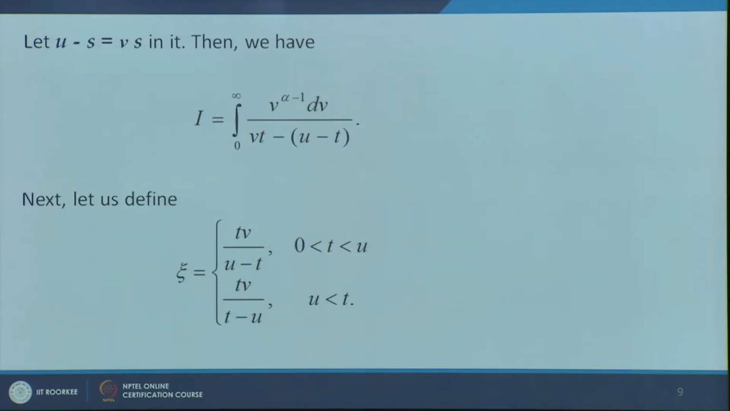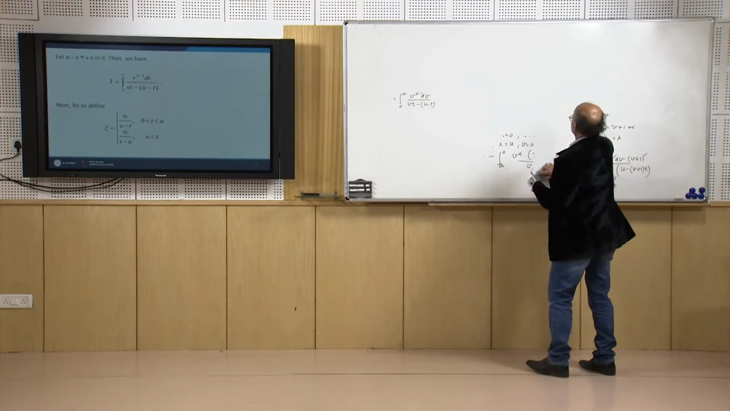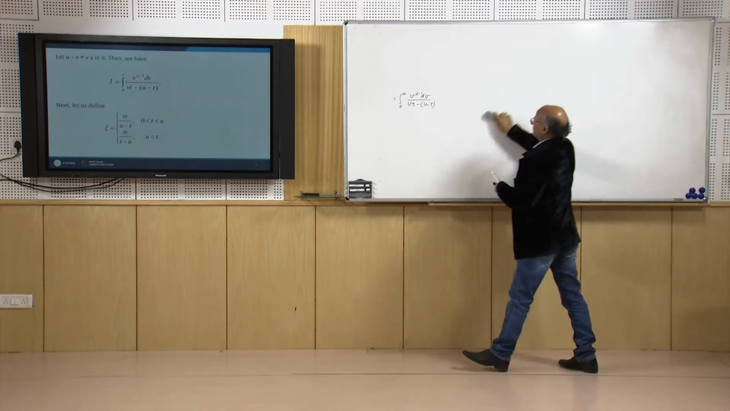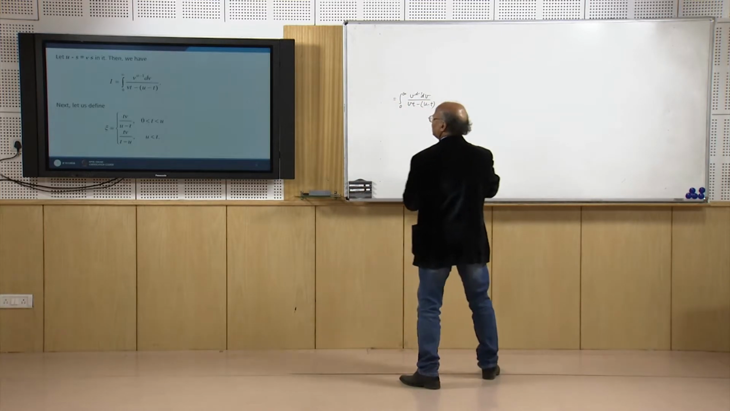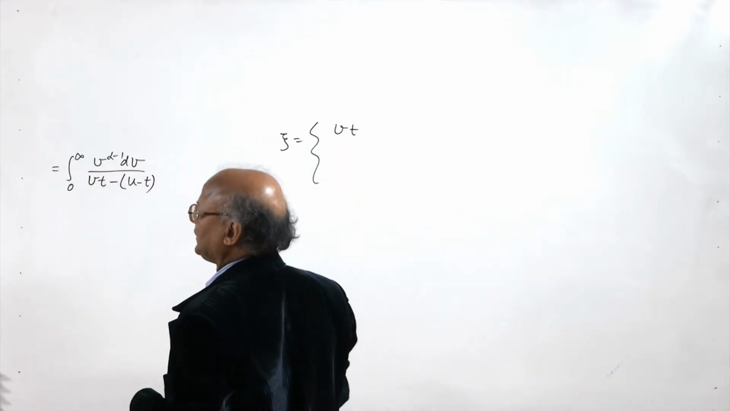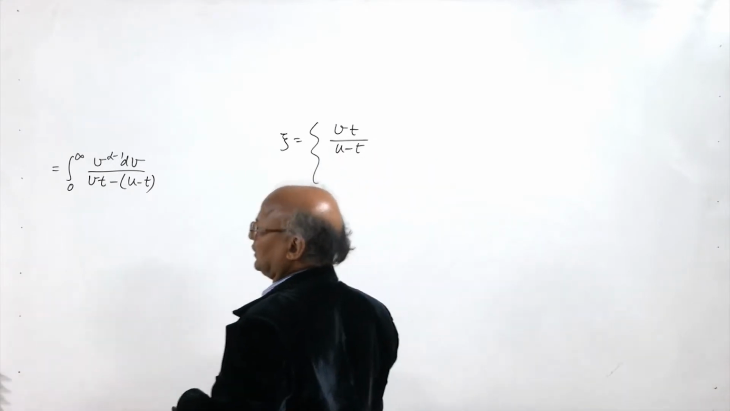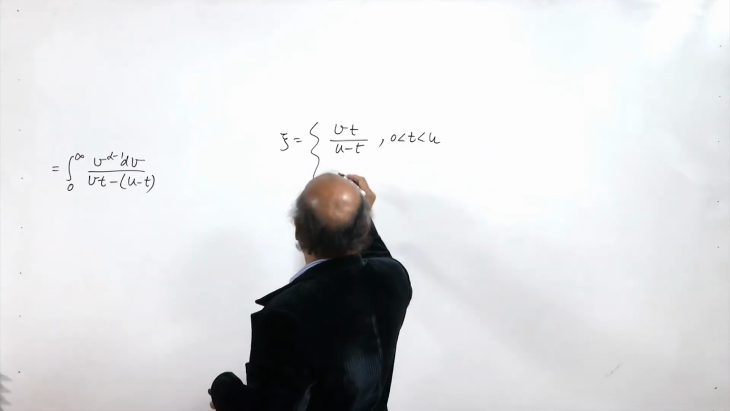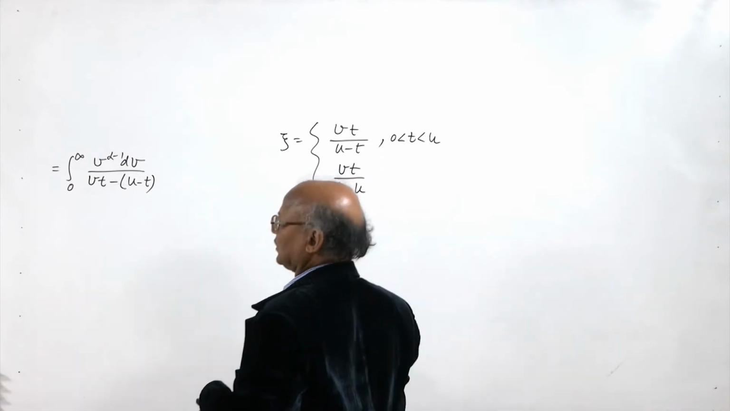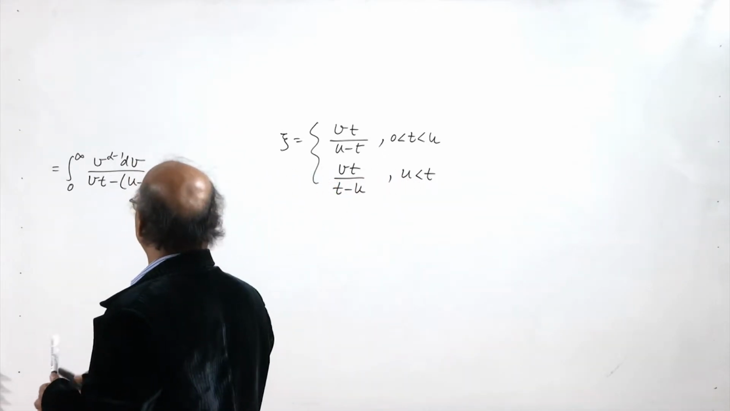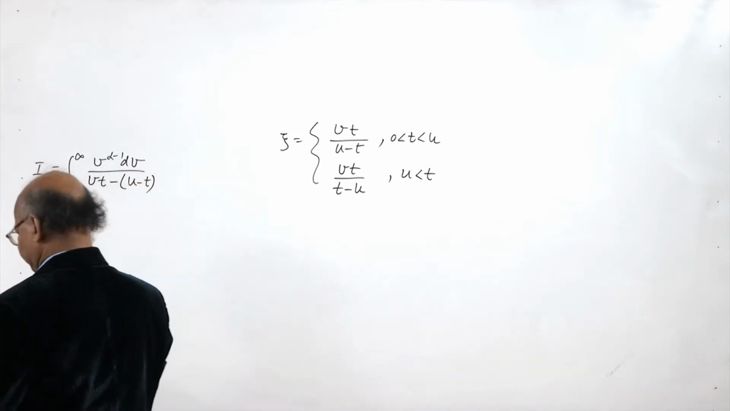Now let us define xi to be like this. So define xi equal to bt upon u minus t in case 0 less than t less than u, and bt upon t minus u in the case u less than t. Okay, let us see. So this is I now.